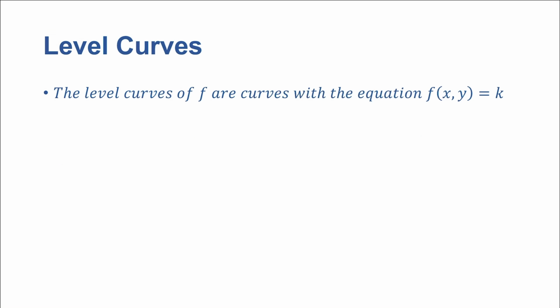Now, because we have three-dimensional graphs, we can also use level curves to describe them. The level curves of a function f are curves with the equation f of x, y is equal to k. Essentially, if I have a three-dimensional function, I take a slice of that function, and then what I get is some sort of trace. So let's say I have an ellipsoid or something that we discussed earlier. Well, if I take a level curve for maybe f of x, y is equal to 0, then I'll be left with some sort of elliptical level curve here.